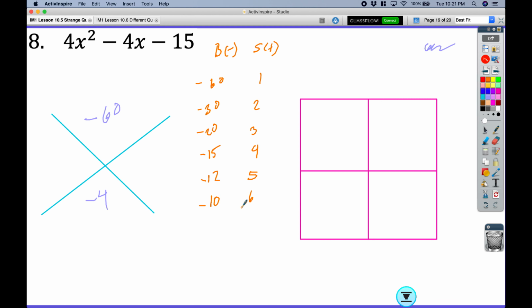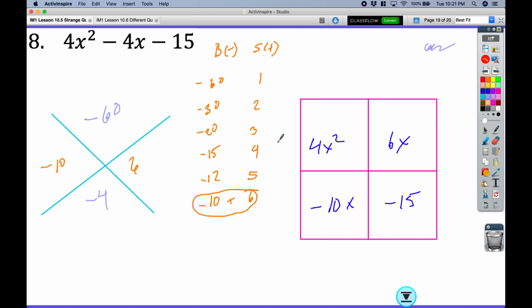So then when I add these together, and you can keep going, but I already saw what I'm looking for, 6 plus -10 would give me my -4. So I know my values here to be -10 and +6. So let's go ahead and plug everything in blue. I would have my 4x squared, have my -15, have my -10, my +6x.